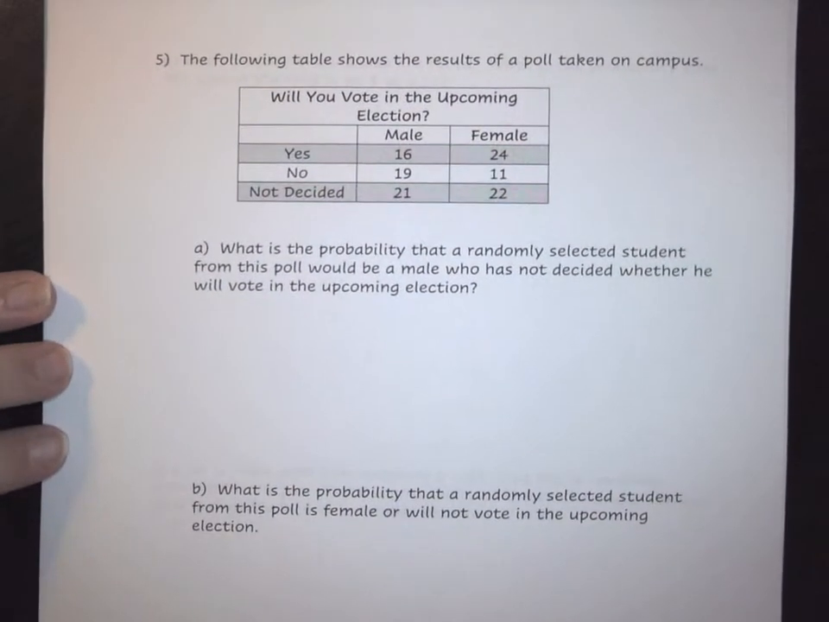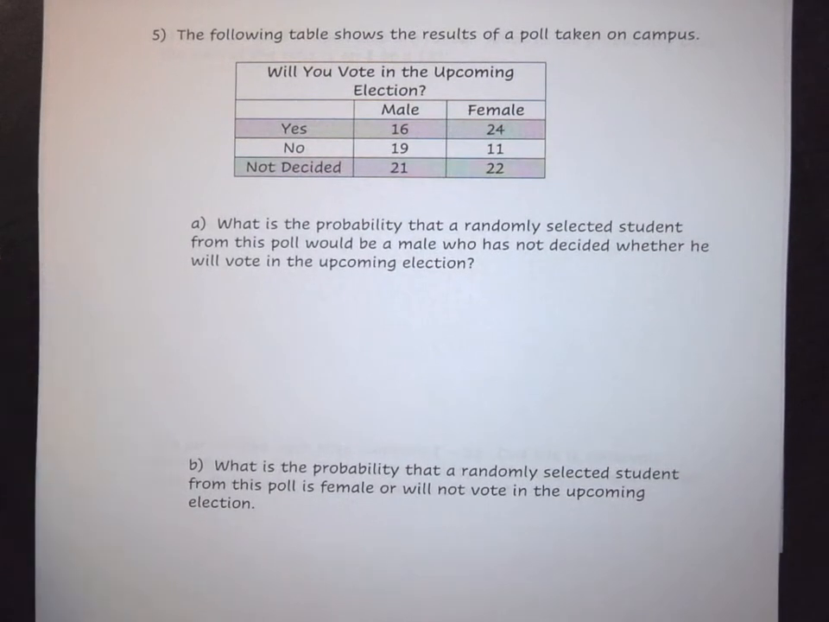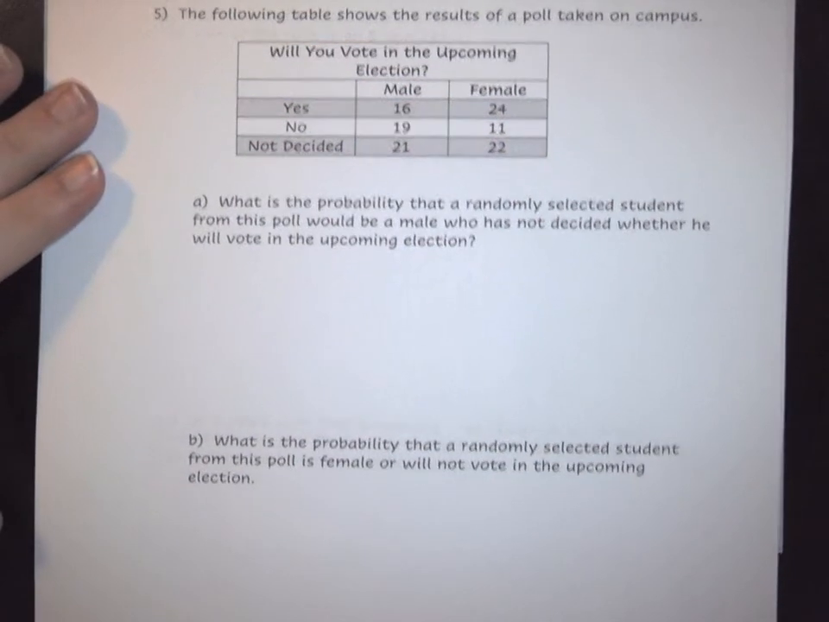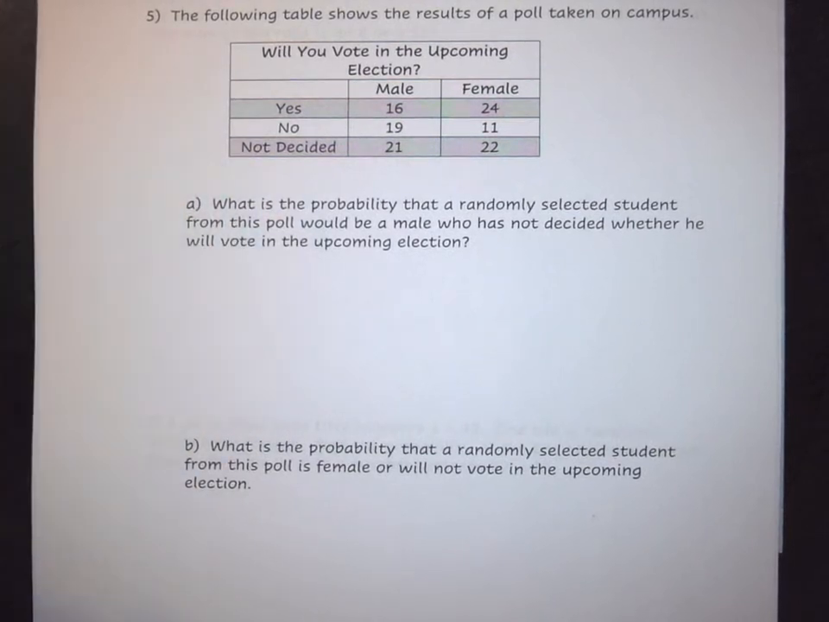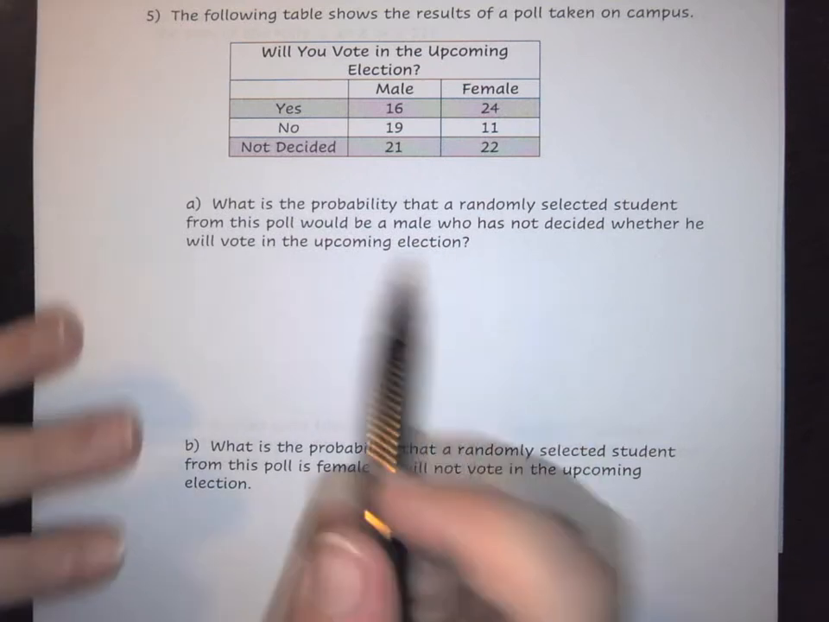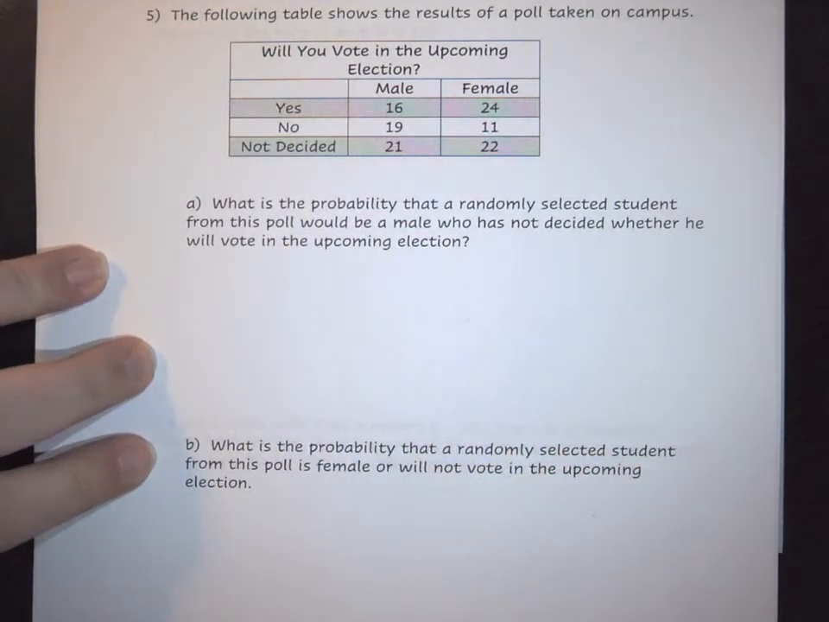Another way that you can see these probabilities has to do with reading results off of a poll table and use that information in order to answer some questions. So here I have a table that's talking about votes in an election, and we have males and females being looked at, and we are asking if you will vote yes, no, or undecided. So the first question says, what is the probability that a randomly selected student from this poll will be a male who has not decided whether he will vote in the upcoming election?